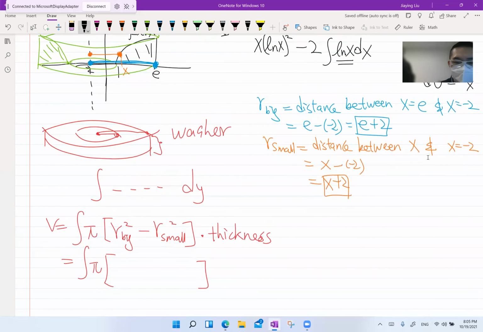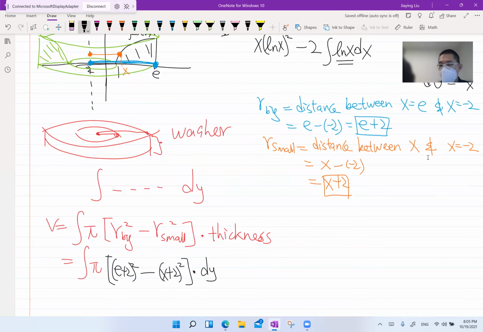So let me put them in the integral I have. The r big squared, so that's e plus 2 squared, minus r small squared, so that's x plus 2 squared, times the thickness. Remember I said that for the washer, the thickness is in the y direction, so dy.